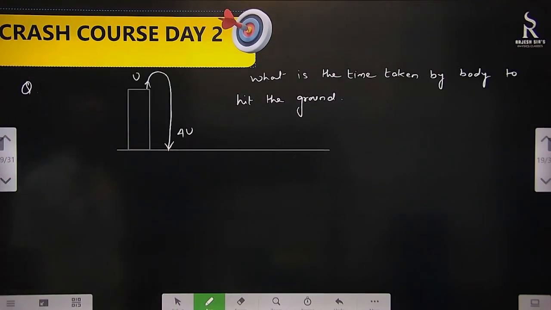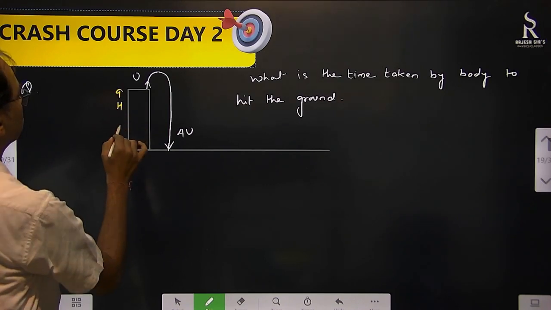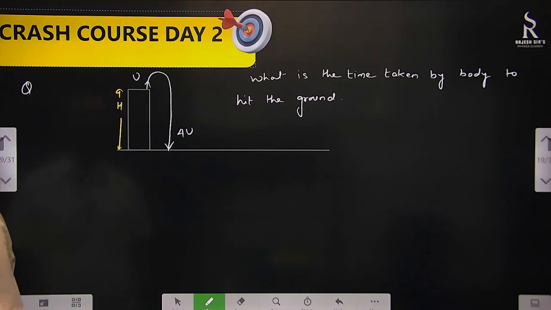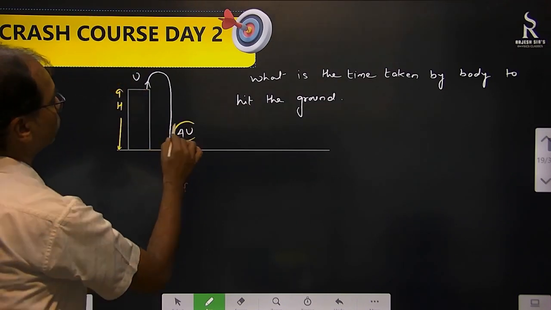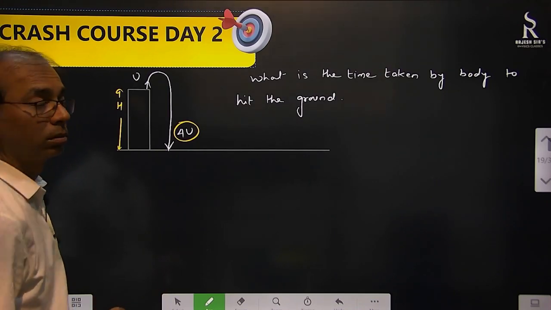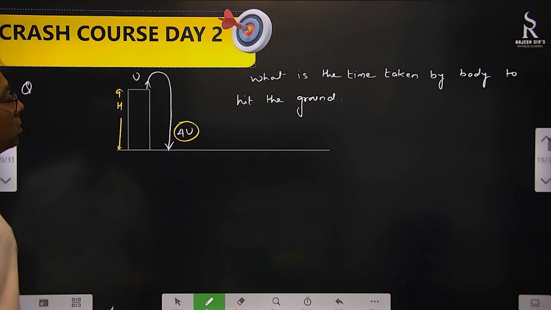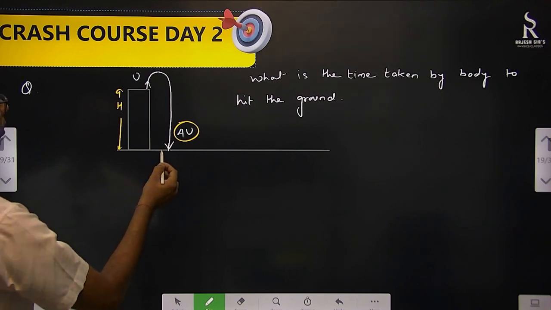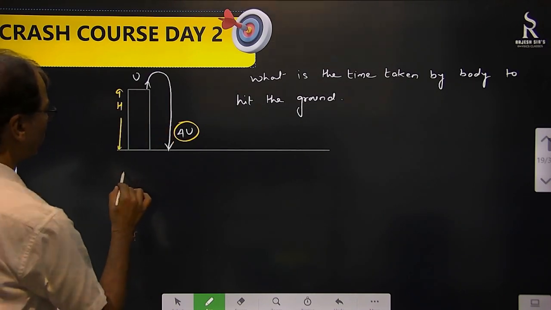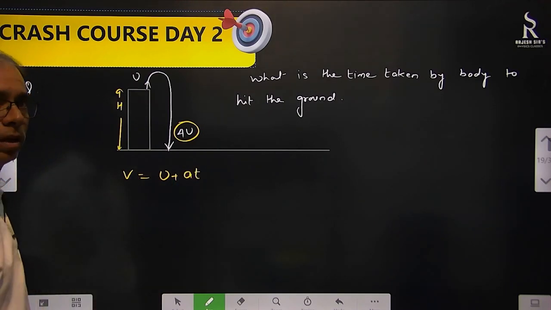Okay. What is this now? What is the time taken by the body to hit the ground? So its height is h. Initial velocity u, you have thrown it upwards and it's striking the ground with speed 4u. He is asking how much time is taken by the body to hit the ground. How to do it? You have to find it, right? How can we do it? Final velocity given, initial velocity given. So can we use v equal to u plus at? We can use.